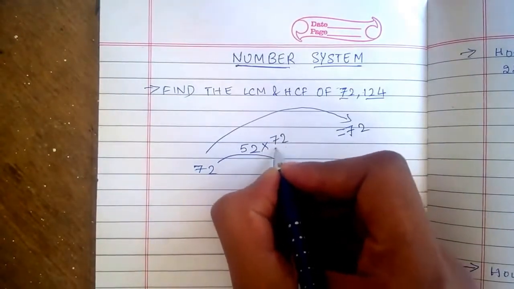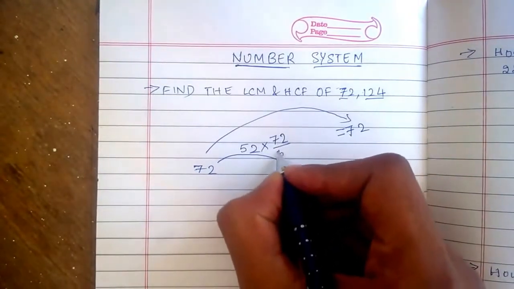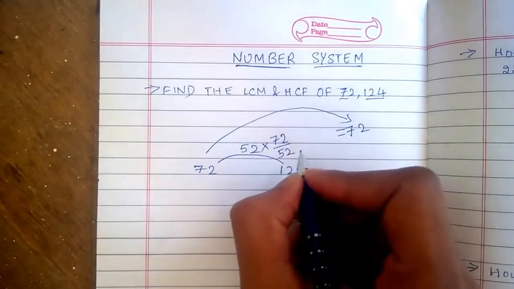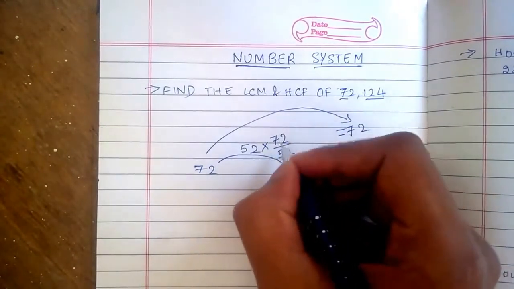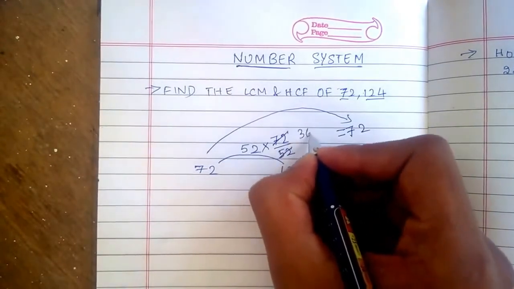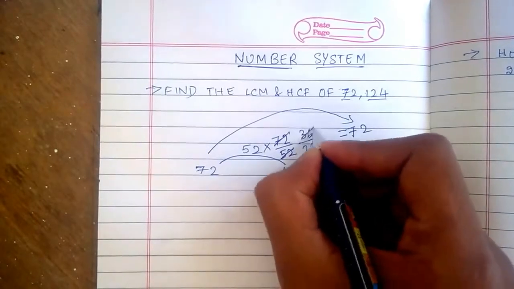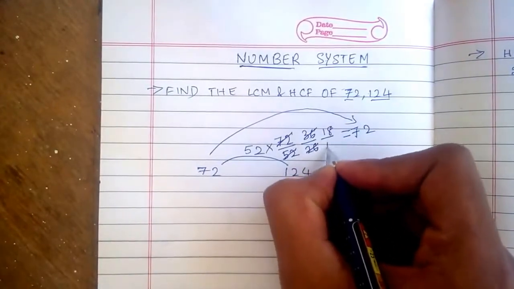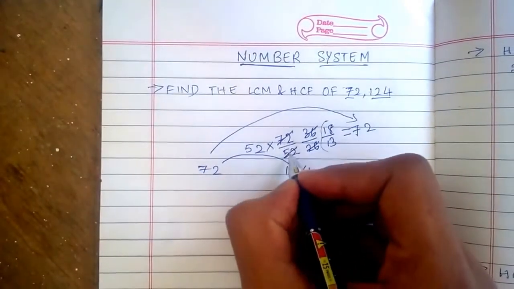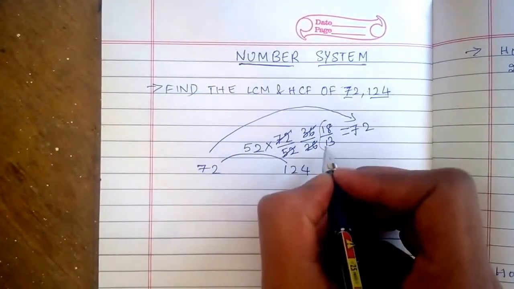For simplification, let us take it to be 72 by 52 itself, so that 52 and 52 cancel and we get back 72. We will simplify this ratio further. This becomes 36 by 26 or 18 by 13. Now this is the simplest form. Always the simplest form of this fraction has to be taken.